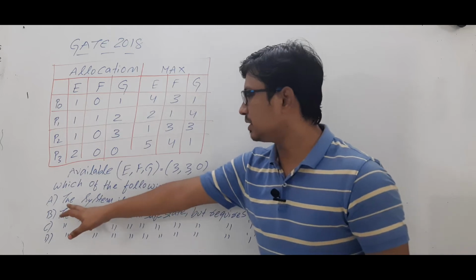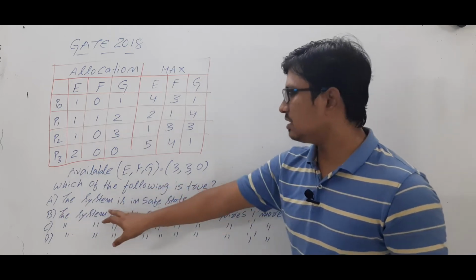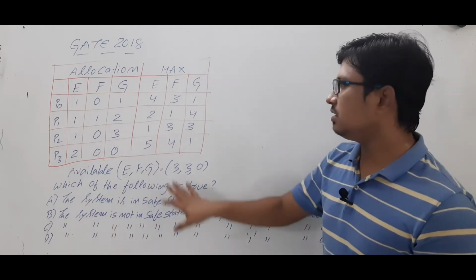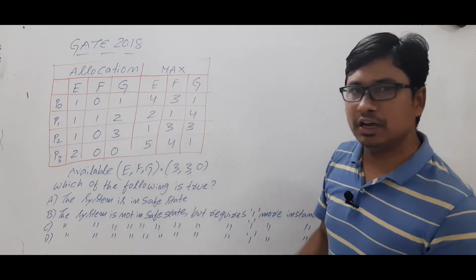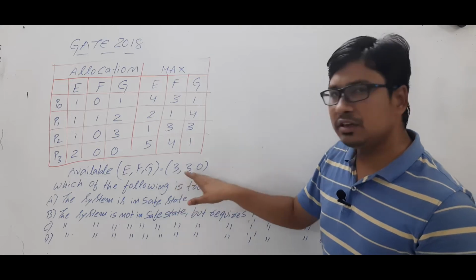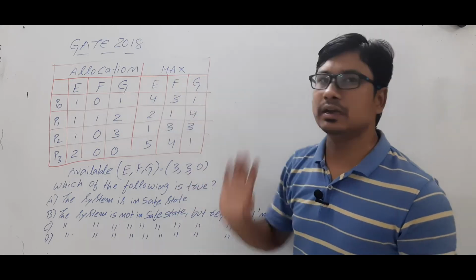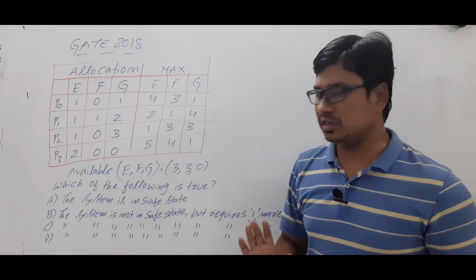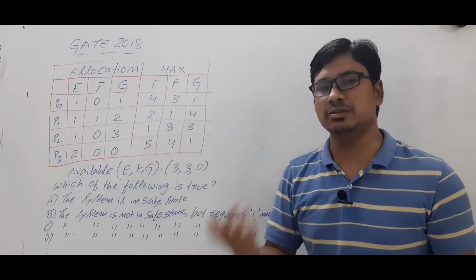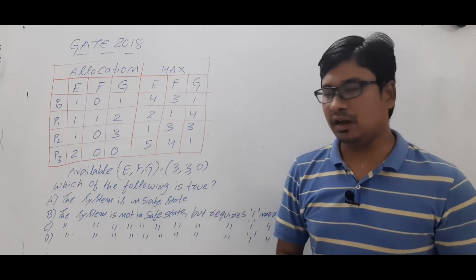Look at the first statement. Option A is saying that the system is in safe state. Meaning is that with this allocation and with this requirement, and with the availability of these resources, we can allocate to the processes and complete the task. Is it clear? Then we will say that the system is safe and there is no deadlock at all.